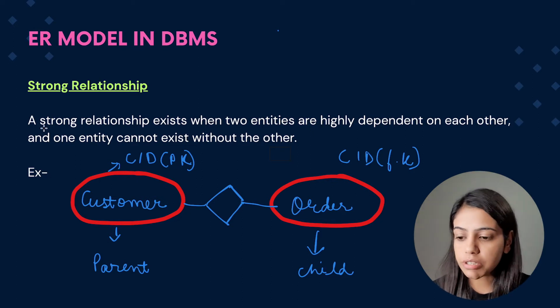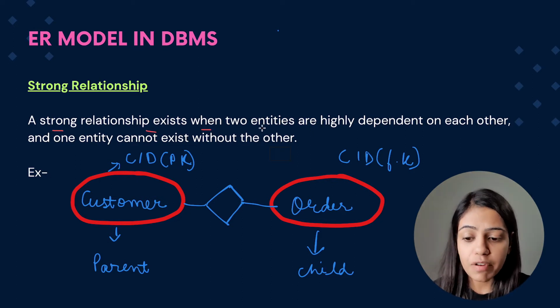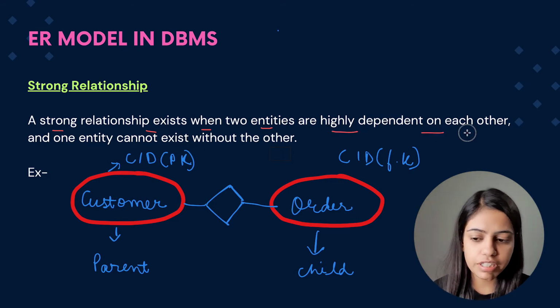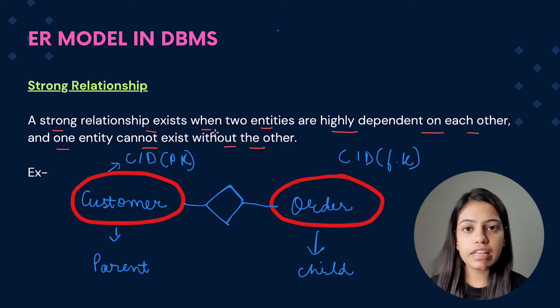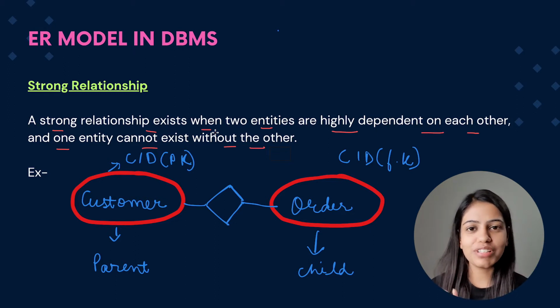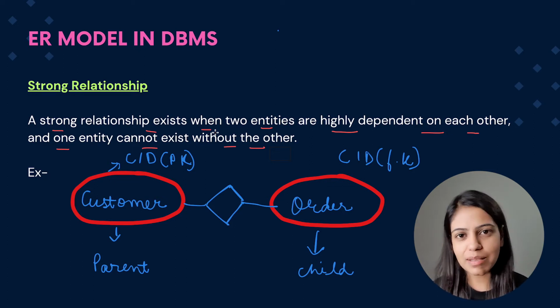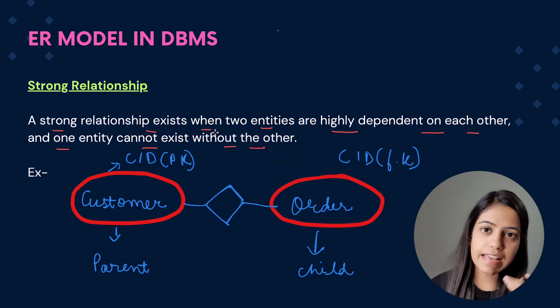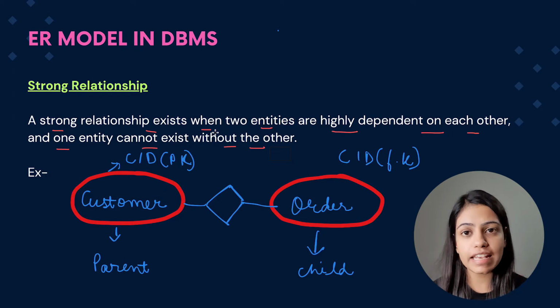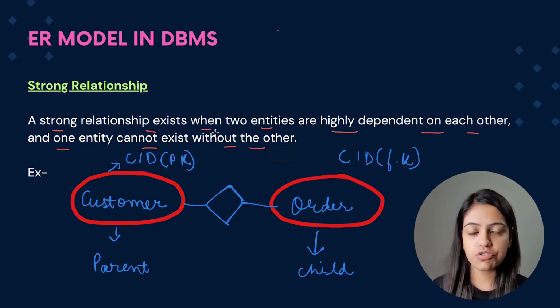Now what is a strong relationship? A strong relationship exists when two entities are highly dependent on each other and one entity cannot exist without the other. So basically a strong relationship is established between two persons when they are inseparable, right? So in simpler terms, when two people are inseparable, they have a strong relationship. And when they can be separated, somehow they have a relation, but they can be separated, it is called a weak relationship. So strong relationship is when an entity is highly dependent on another entity and cannot exist without another entity.